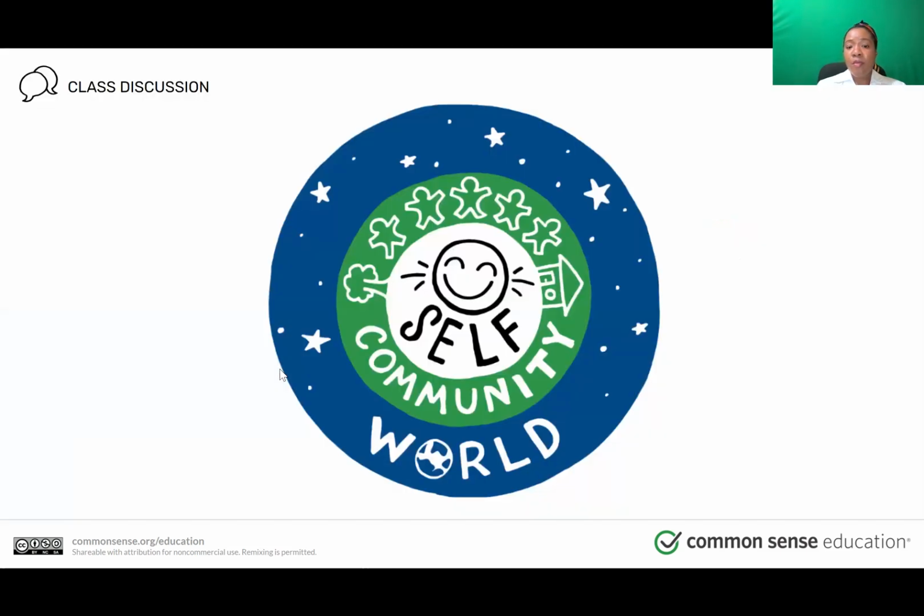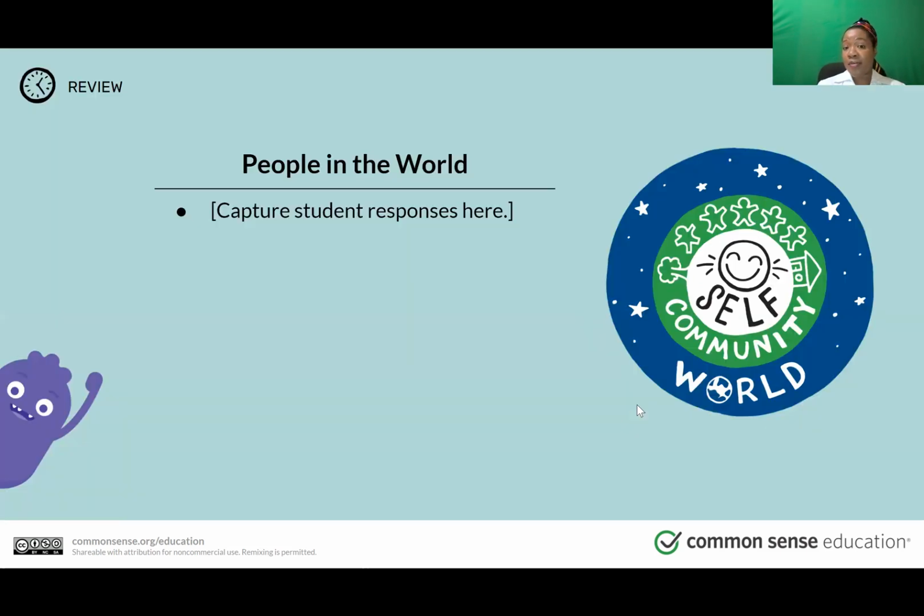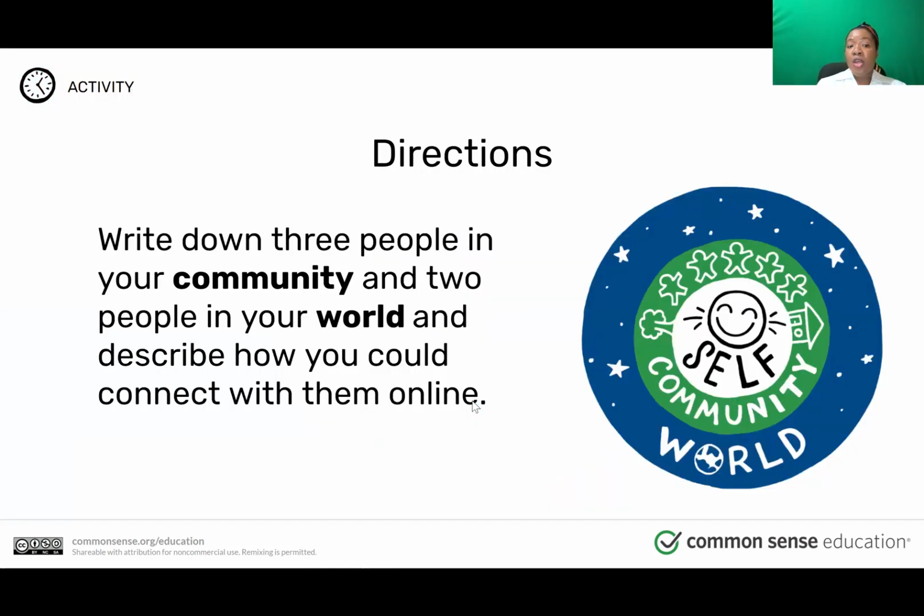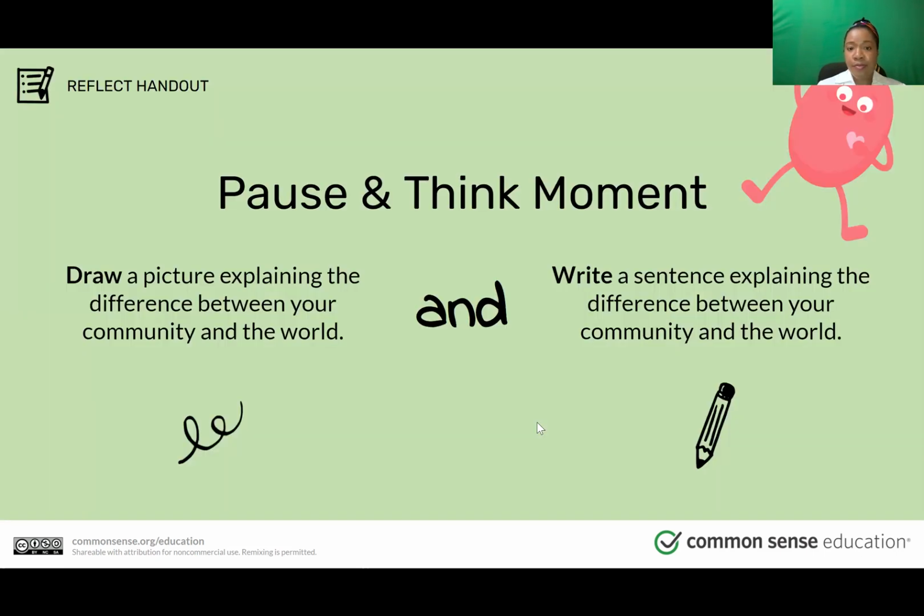So again, you're going to picture yourself surrounded by a group of people who are a part of your community, and then surrounded by the world, all the other people. Now, you are going to write down 3 people in your community and 2 people in your world and describe how you could connect with them online. Pause and think moment. Draw a picture explaining the difference between your community and the world. And write a sentence explaining the difference between your community and the world.